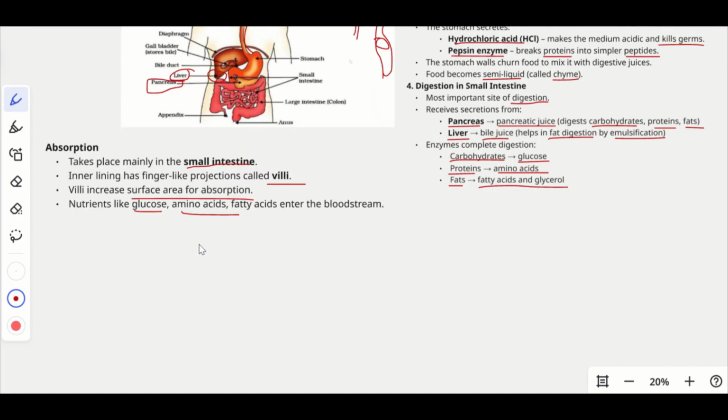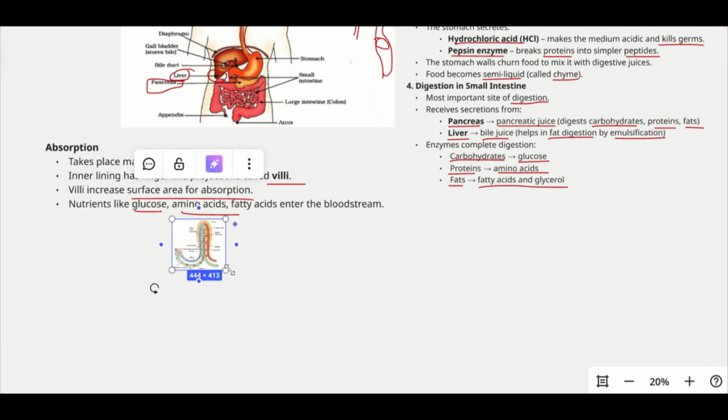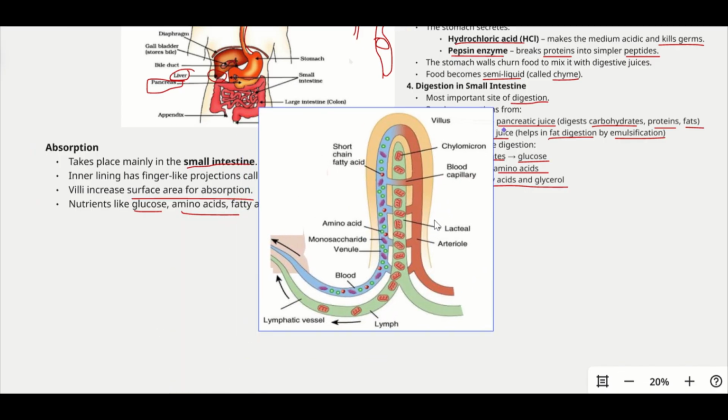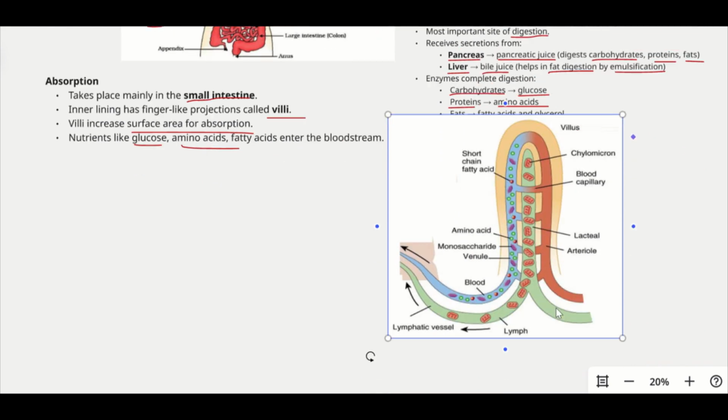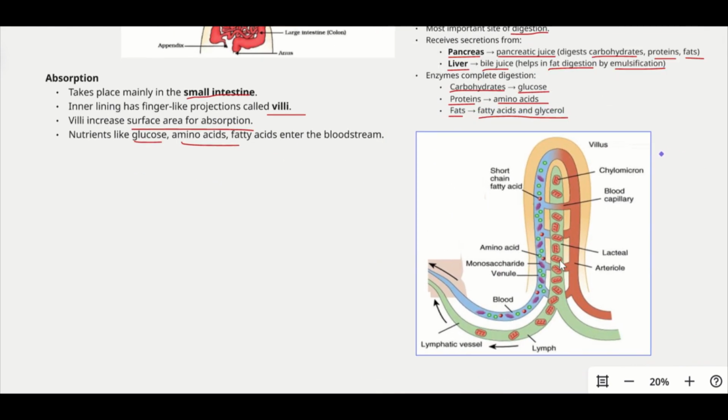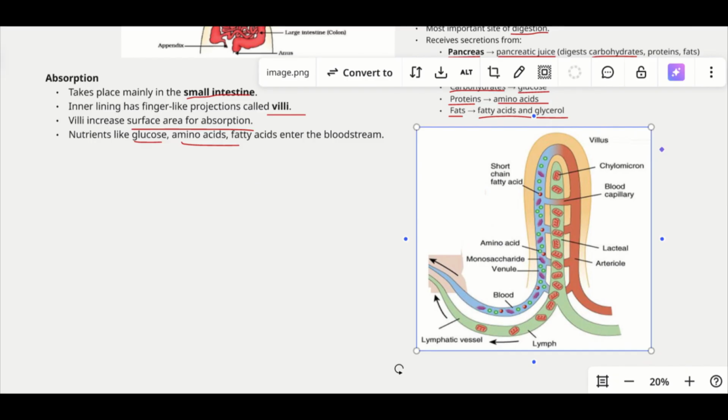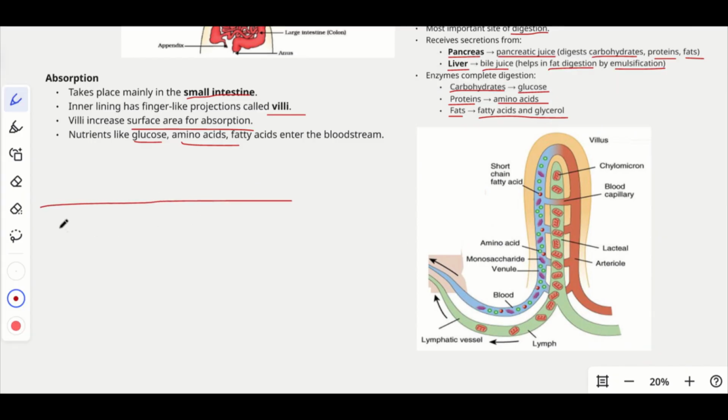So this is what we call villi. You can see the structure. It is a finger-like structure, right? All the nutrients, while passing through the small intestine... the small intestine has a structure called villi. So it will be like this. Everywhere it will have a structure like this, villi.